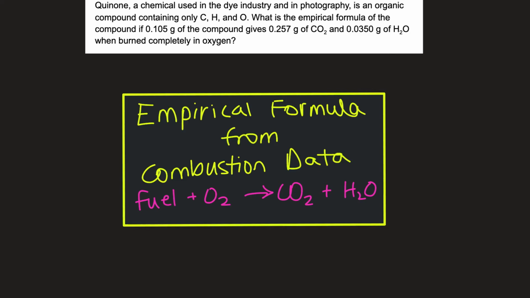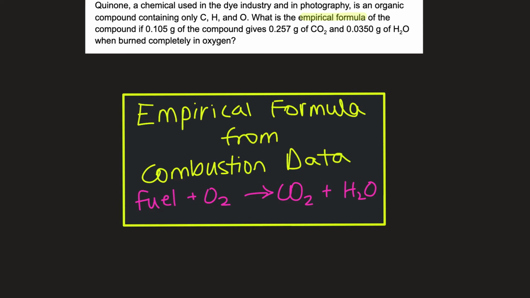If you read through this problem, you can see that at the root of it, it is an empirical formula problem, but it's probably unlike ones that you have seen before. Instead of telling you the percentage or the mass of each of these elements in the compound, it tells you how much carbon dioxide and water was produced when we burned a certain mass of this compound. So these types of problems are called empirical formula from combustion data.